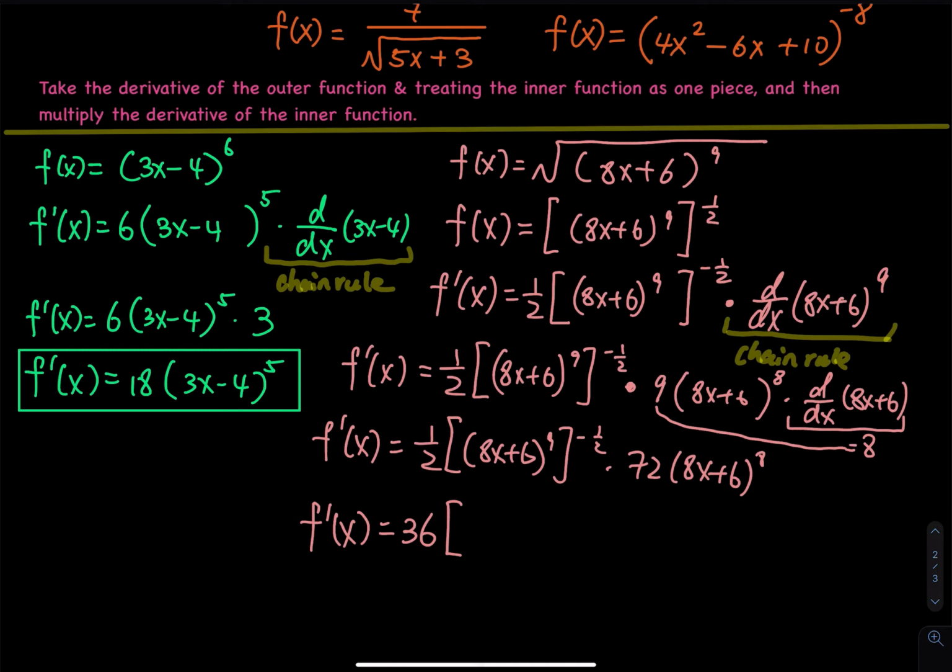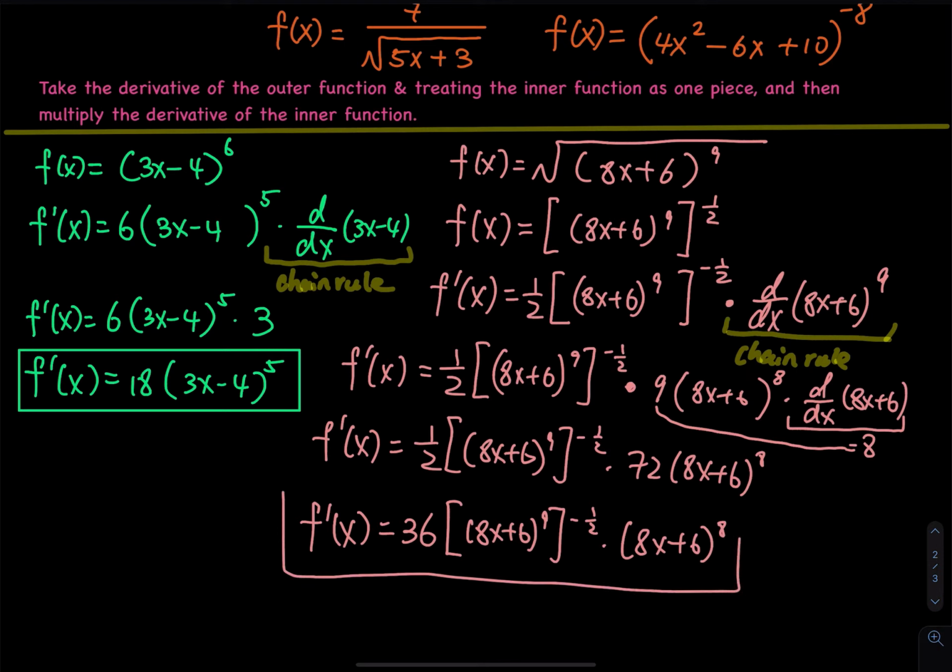But what if you are doing work online? If you are doing homework or exams online, you have to follow the directions, whatever shows up on your screen. If they ask you to simplify, yes, then you do have to simplify. Okay, we have 8x plus 6 to the 9, and then negative 1/2, and then multiply 8x plus 6 to the 8th power. I'll just box my final answer right over there.